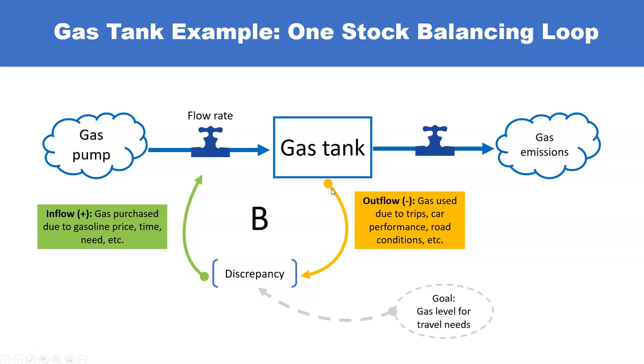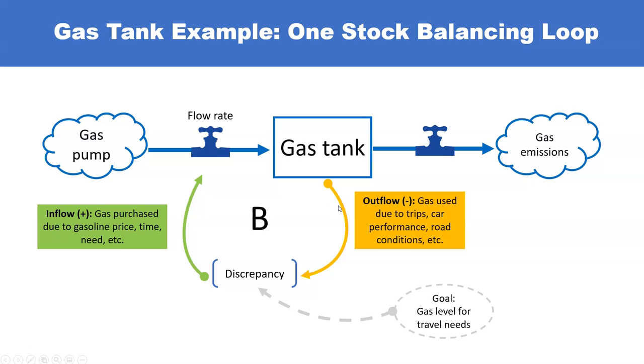So I'm not asking people to try to figure this out. I'm going to be very explicit about what I mean by an outflow. In this case, the outflow is a decrease in gas use due to trips, performance, road conditions, and so on. I'm also noting that there is a goal to have a level of gas to meet traveling needs, and that at some point there was a discrepancy, and so there was a counterforce, a counteraction, right?